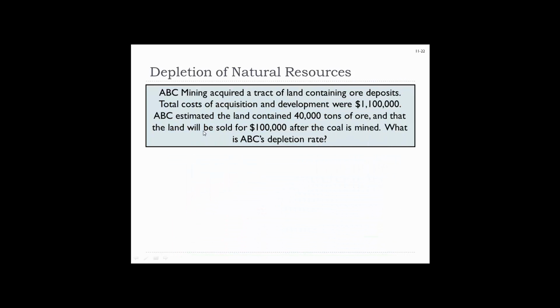Now an example. ABC Mining acquired a tract of land containing ore deposits. Total cost of acquisition and development was $1.1 million. The land is estimated to contain 40,000 tons of ore, and the land will be sold for $100,000 after the coal is mined. What is the depletion rate?